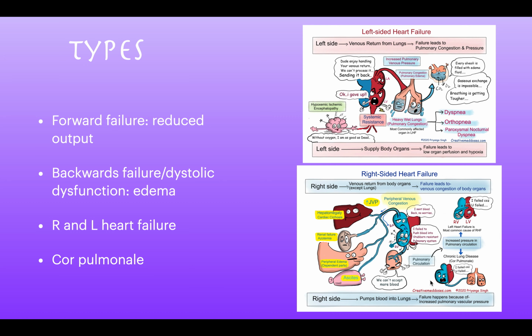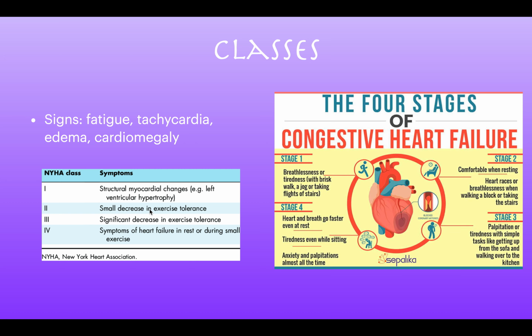There are two different classifications: the NYHA class and the staging class. They're kind of the same. Stage 1 or class 1, there's going to be some structural myocardial changes and breathlessness with some activity. Stage 4, there's going to be heart failure at rest.